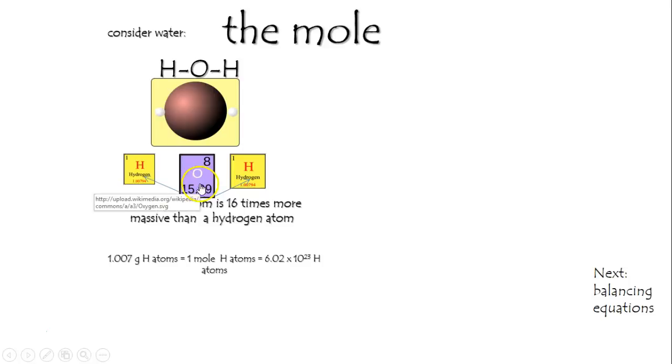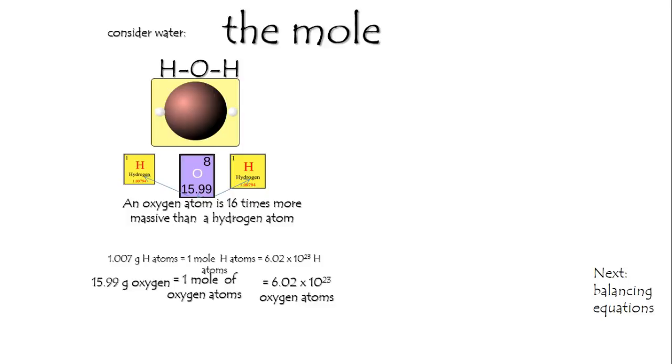If you weigh out 16 grams of oxygen atoms, you will have the exact same number of atoms as if you weighed out 1 gram of hydrogen atoms. They're simply smaller, therefore you can have more given the same mass. 16 grams of oxygen is a mole of it, and it's the same number of atoms. That's where it all begins.